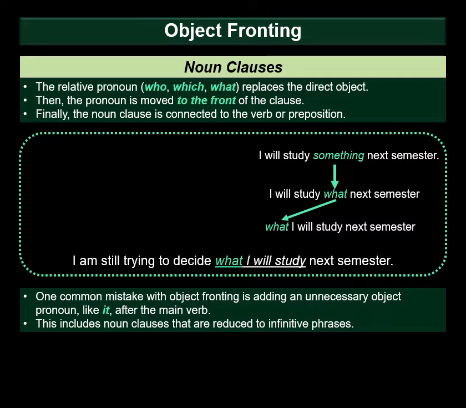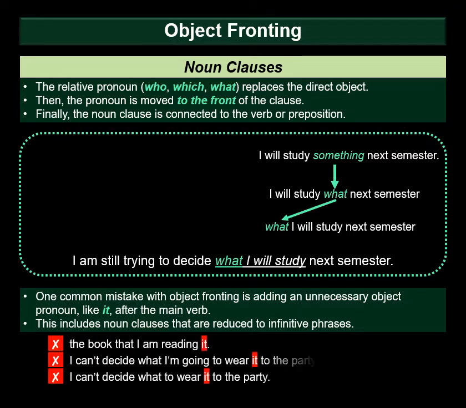One common mistake with object fronting is adding an unnecessary object pronoun like it after the main verb. This includes noun clauses that are reduced to infinitive phrases. For example, the book that I am reading it. No. I can't decide what I'm going to wear it to the party. Nope. I can't decide what to wear it to the party. No, because in all of these cases, the object, that or what, is at the beginning of the clause or the phrase.